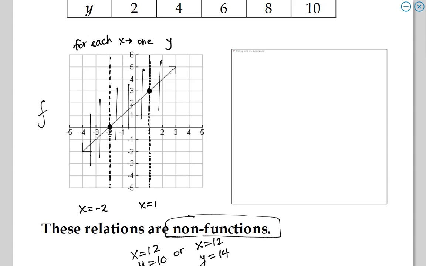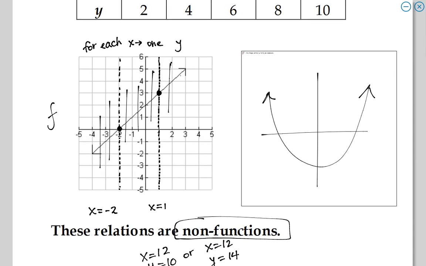This graph here, I think it looks like this, right? Will this one be a function? And how could you test that? Just test a certain x. Like test that one. How many times did that x hit? Just once. How many times did this one hit? Just once. So this one is a function. Yes, these are functions.